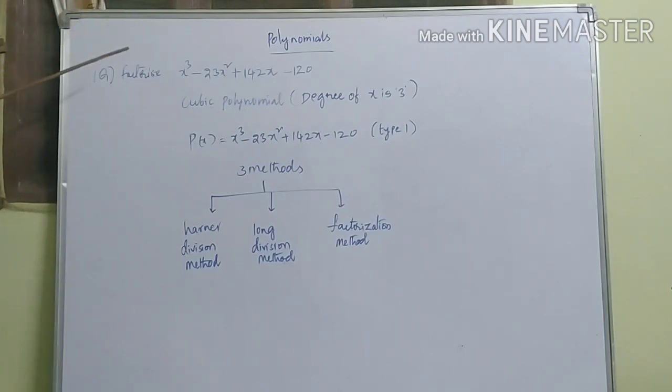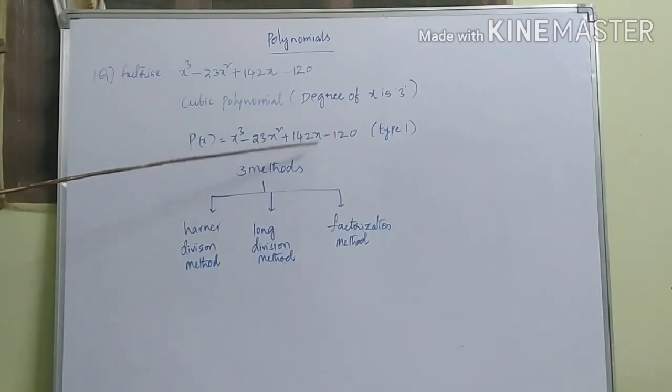Today we are going to discuss how to factorize a cubic polynomial. Cubic polynomial means the degree of x is 3. Here the highest degree of x is 3. So let the given function be p of x. So p of x is equal to x cube minus 23x square plus 142x minus 120.